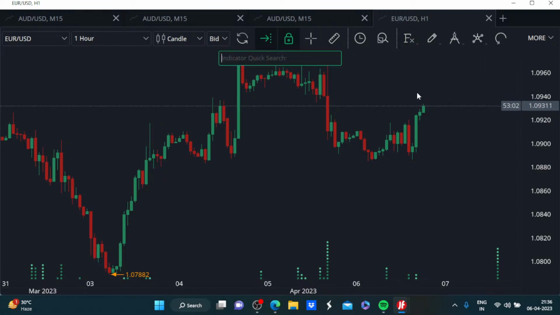We can simply do a quick search. If you type in inverse, you will see all the patterns in which inverse is involved in its name. So inverse head and shoulders, which we had considered in the prior session. Today it's the turn of the inverse rectangle pattern.